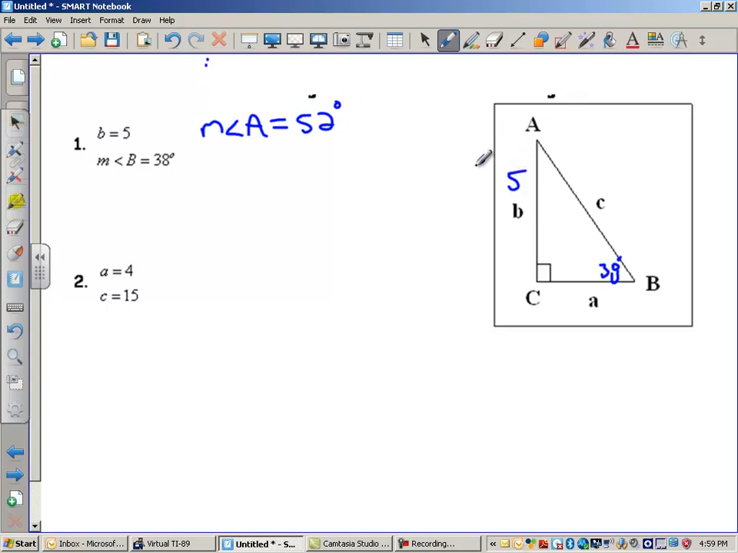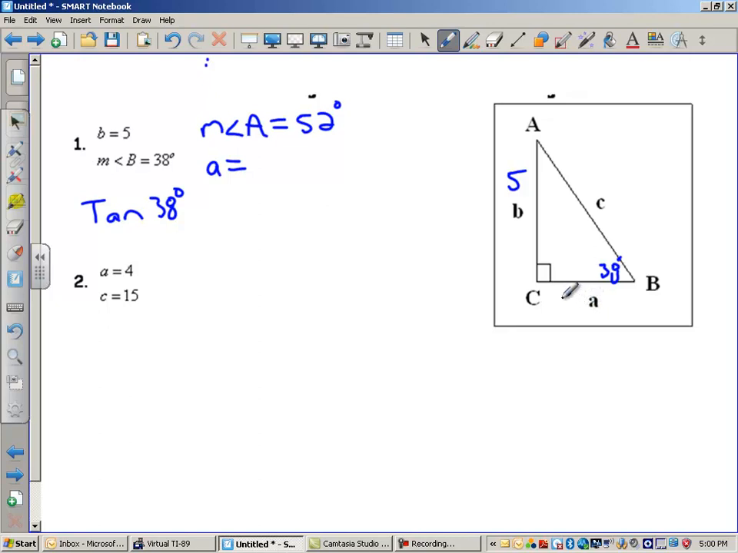What are we missing? Well, we're missing side length C and side length A. I'm going to leave side length C for the Pythagorean theorem, but let's find side length A. So we are looking for side length A. We want to know what that is. We know this reference angle, 38 degrees. We know the side opposite from the 38 degrees, and we're looking for the side that's adjacent. So what I'm going to do is write a little trigonometric ratio. I'm going to use the tangent of 38 degrees. The reason I use tangent is because I know the opposite and I'm looking for adjacent.